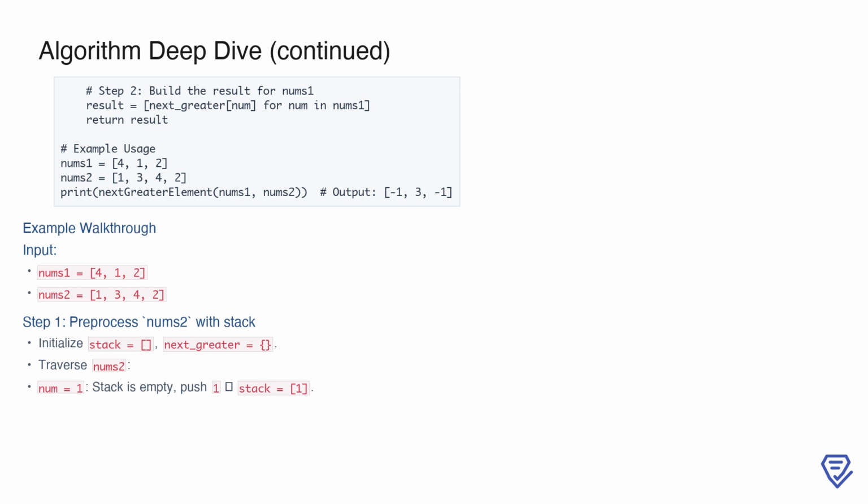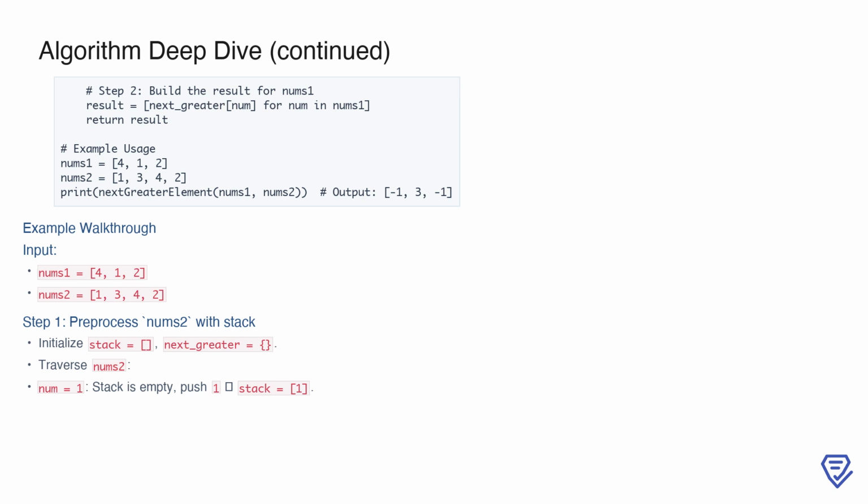First, we pre-process nums2 using a monotonic stack. We initialize an empty stack and an empty hash map called next_greater. As we traverse nums2, for each number, we check if it is greater than the top of the stack. If it is, we pop the stack, and the popped element's next greater element becomes the current number. We record this in the hash map. The current number is then pushed onto the stack.